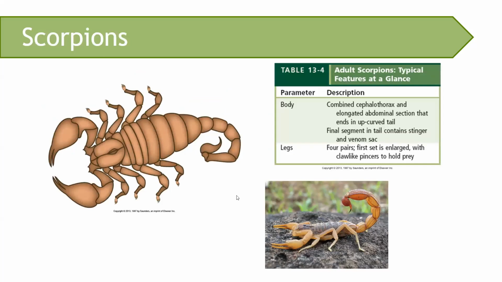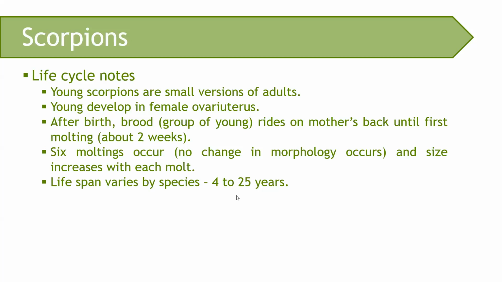Next in line is scorpions. The same thing with spiders, wala naman po itong infestation, but capable of causing venom reaction. May venom din po siya. So the life cycle, young scorpions are small versions of adults. Young develop in the female uterus, and after birth, the brood or the group of young rides on the mother's back until first molting. Lifespan varies by species, typically 4 to 25 years.